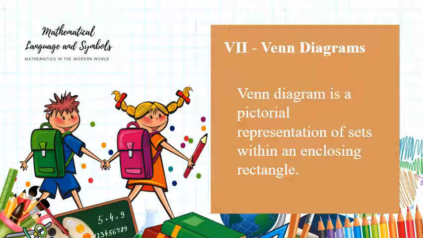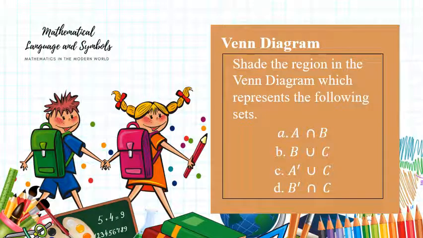Let's have examples. Shade the region in the Venn diagram which represents the following sets: A intersection B, B union C, A prime or A complement union C, B prime intersection C. Let's find out the solution. We will shade the region which represents the resulting sets: A intersection B, B union C, A prime union C, and B prime intersection C.